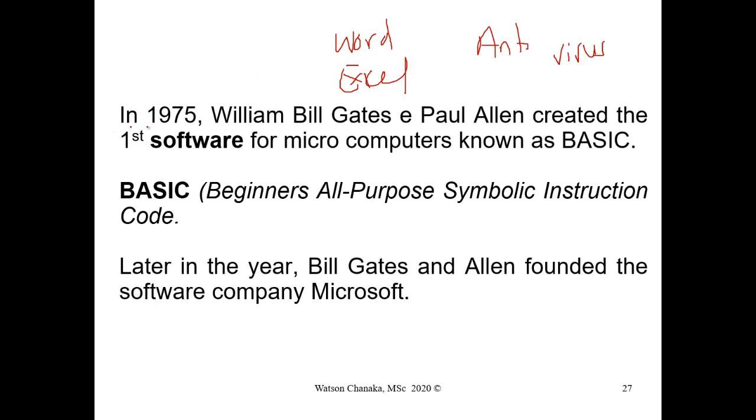So if you check now, in 1975, Bill Gates was a student and Paul Allen also was a student at a university, and they created the first program known as BASIC. BASIC is just a programming language which is used to design other applications like these ones you're talking about, or design other operating systems like Windows.